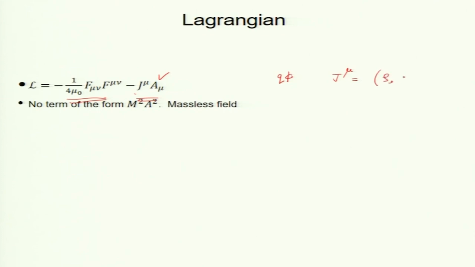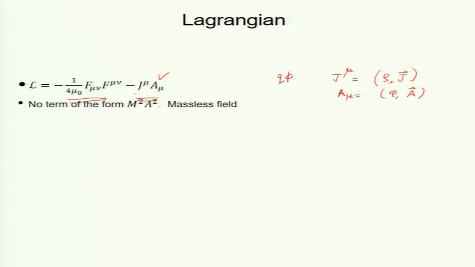Charge density and current, right, that is a thing, and A mu is what I wrote before, phi and A. So, take a dot product of these, then that is why we get the interaction, which we already know. So, J dot A and rho times phi with a minus sign will come.